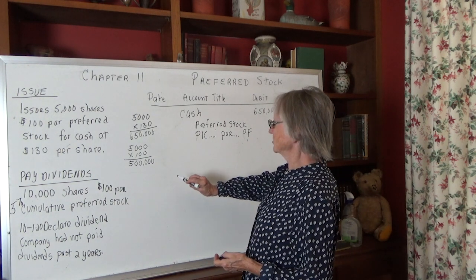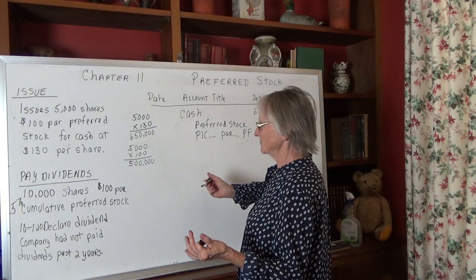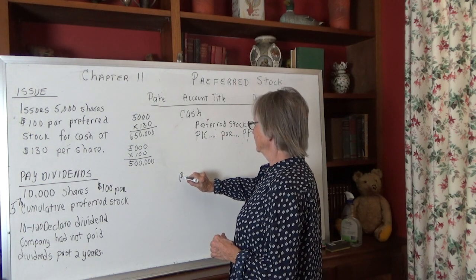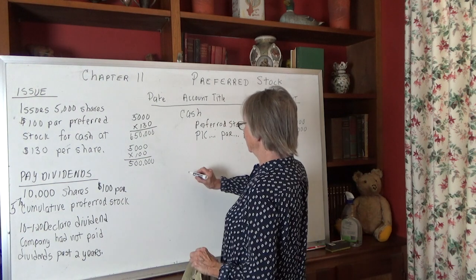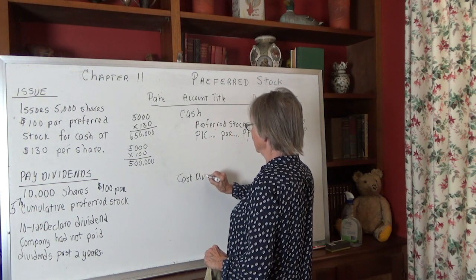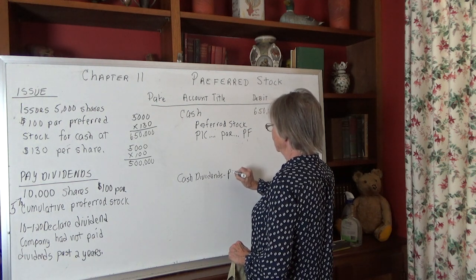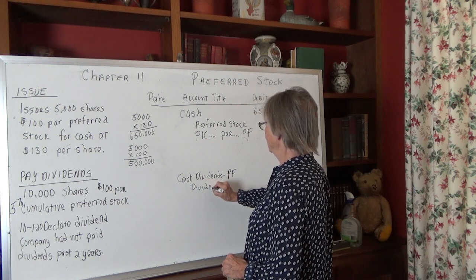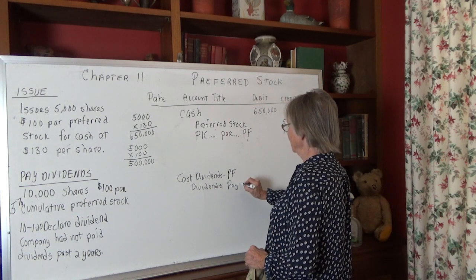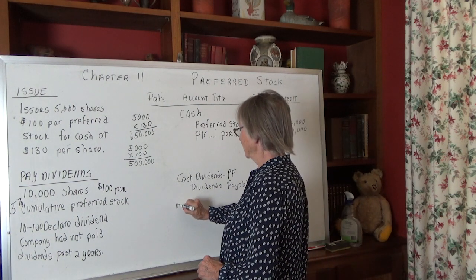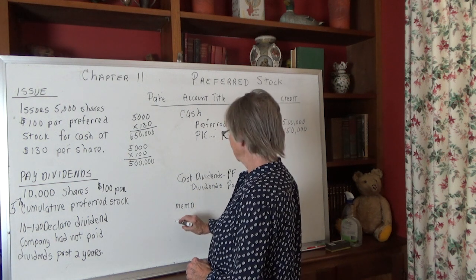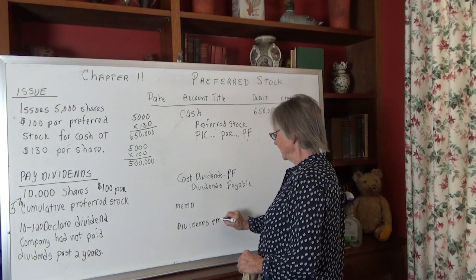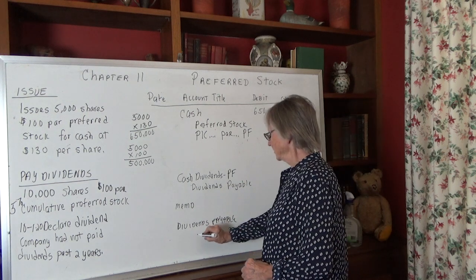So when you're paying dividends on the preferred stock, it's going to be the same as you did for common, except it's going to be preferred. You'd have cash dividends because they're cash rather than stock dividends. But I would make sure that you say cash dividends preferred, and then you would have your dividends payable. And then you could have the date of record, where you do a memo on the date of record, and then you would just debit your dividends payable and credit cash when you pay the dividends.